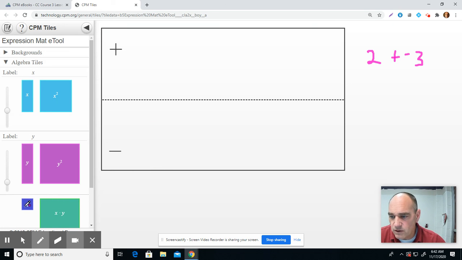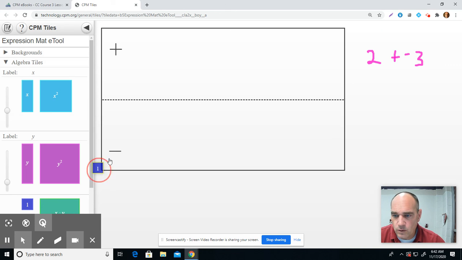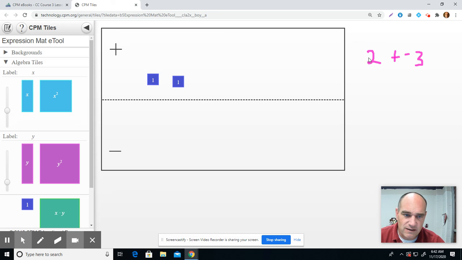So the first thing I'm going to do is model this. I'm going to put 2 positives up here because there's nothing to be added, and I'm going to add 3 negatives. You'll notice I can just switch over the color and that makes it negative. Notice how I put everything up here because we're adding these together because of this plus sign.